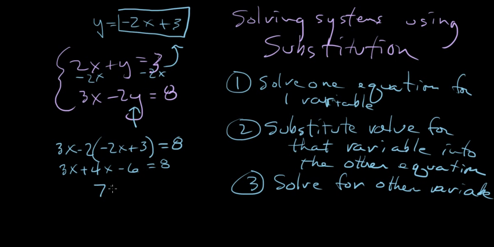So we got 7x minus 6 equals 8. Add 6 to both sides. 7x equals 14, and of course x equals 2.